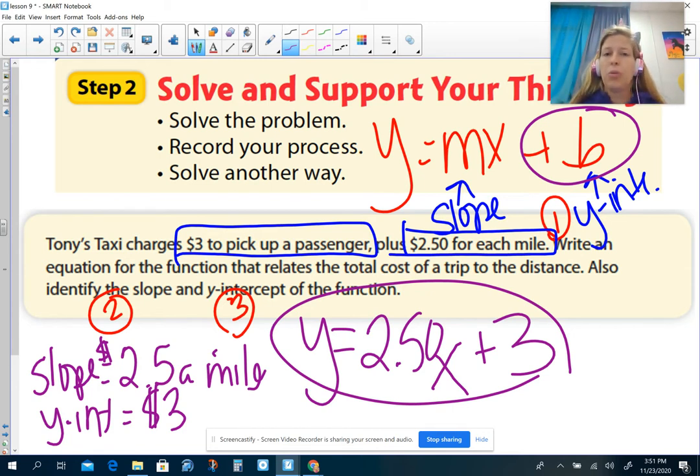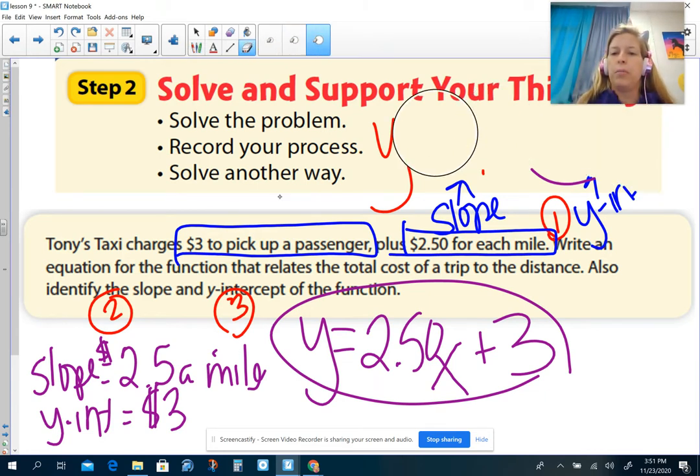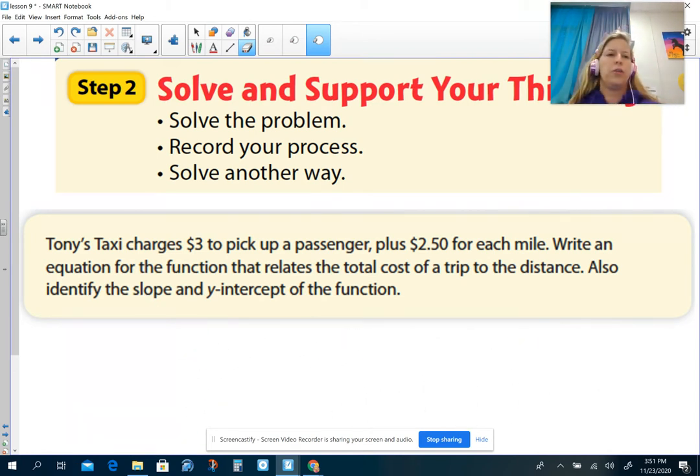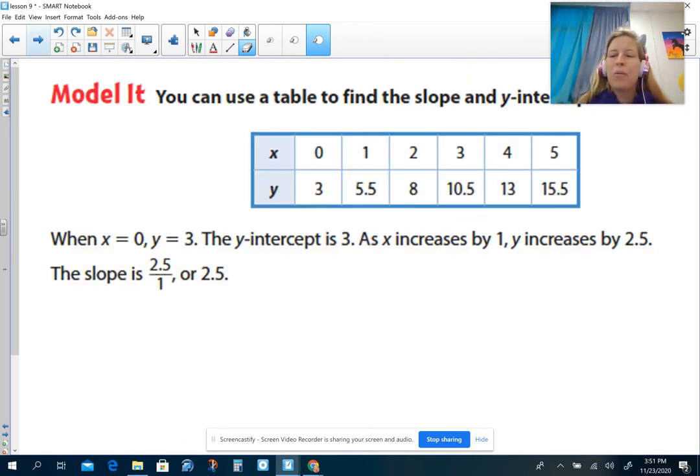Because this is what we're focusing on today. Can we find our y-intercept? Can we find our slope? So there was a word problem, right? Let's see what else I have in store for you on the next slide. Here we have a table. And let's see if it's the same scenario.